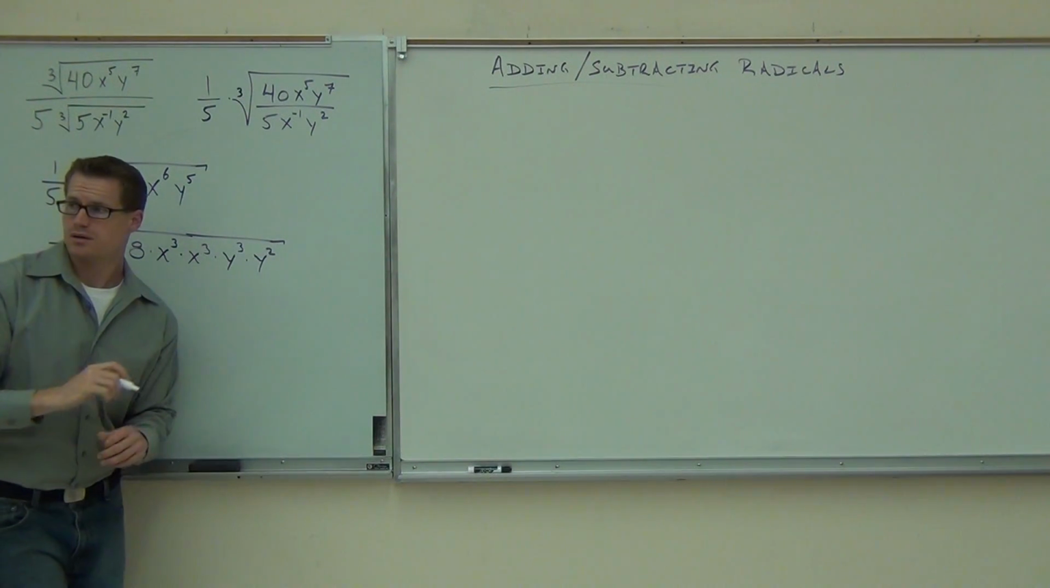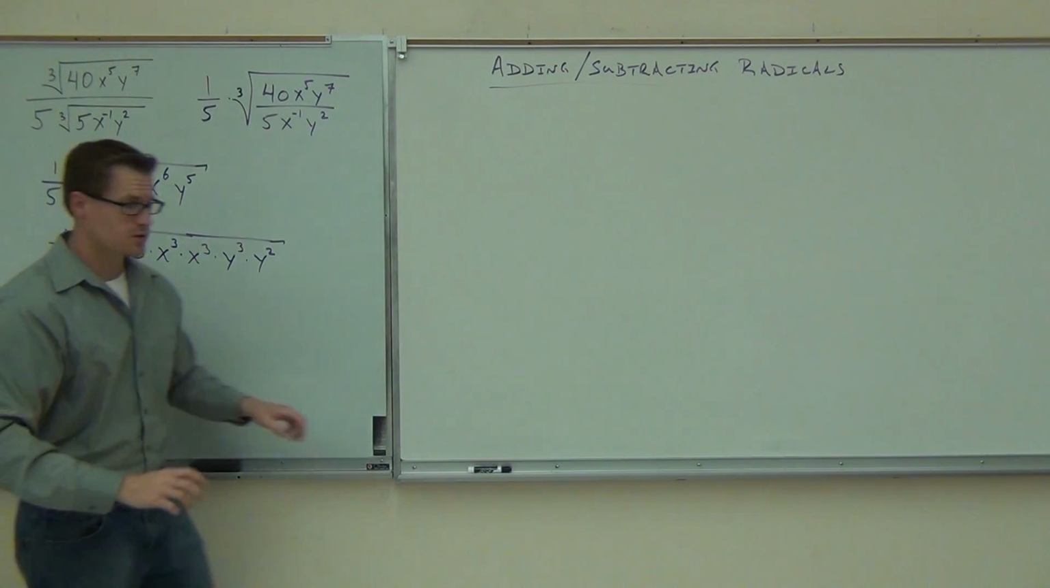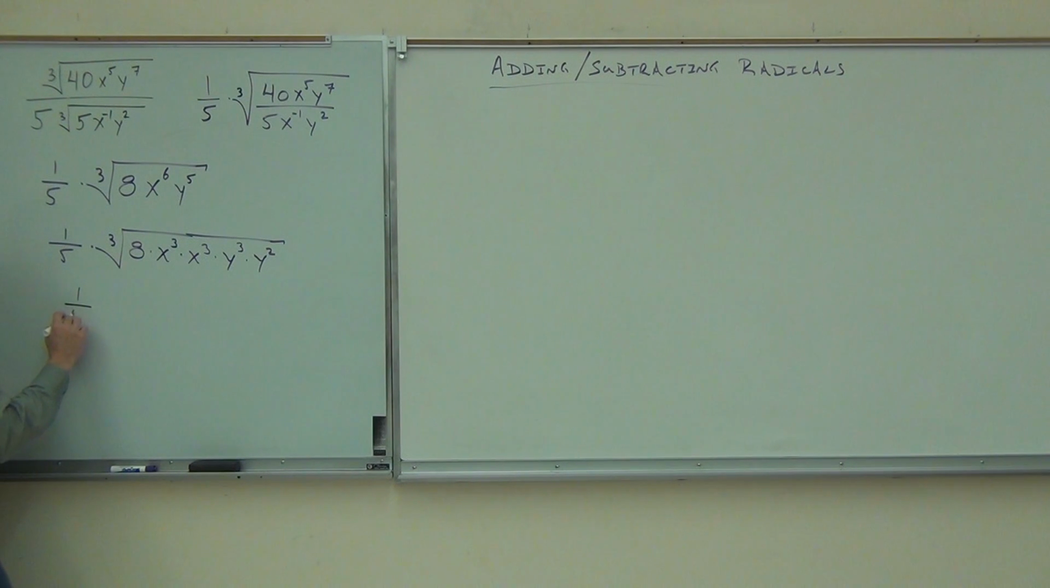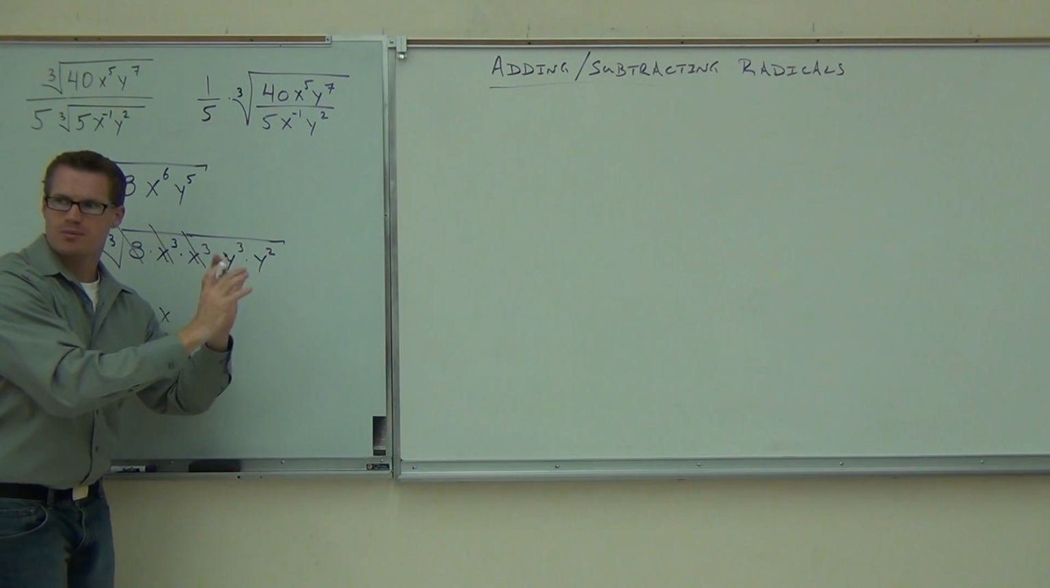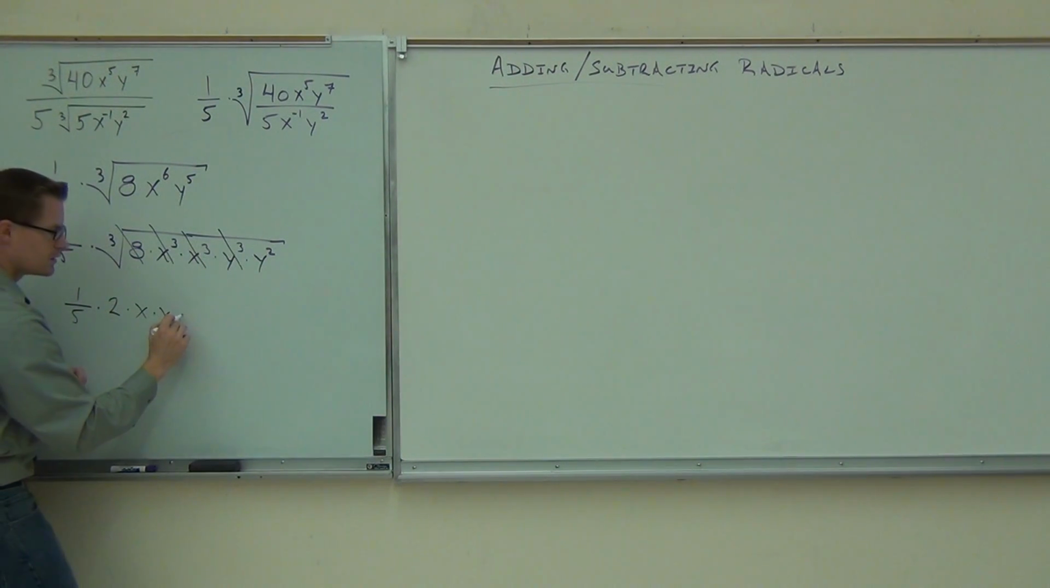Still so far so good? All right, cool. Now's the fun part. You get to cross some stuff out. We're still going to leave that 1/5. Cube root of 8 gives you 2. Cube root of x cubed gives you x. Cube root of x cubed gives you x. That's why we did that, because every time the power matches the root, we get to cross it out, take an x outside, or a y outside in this case.